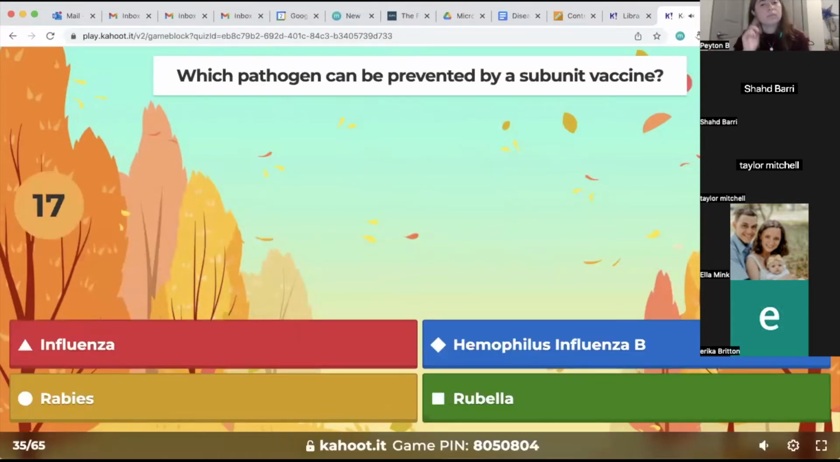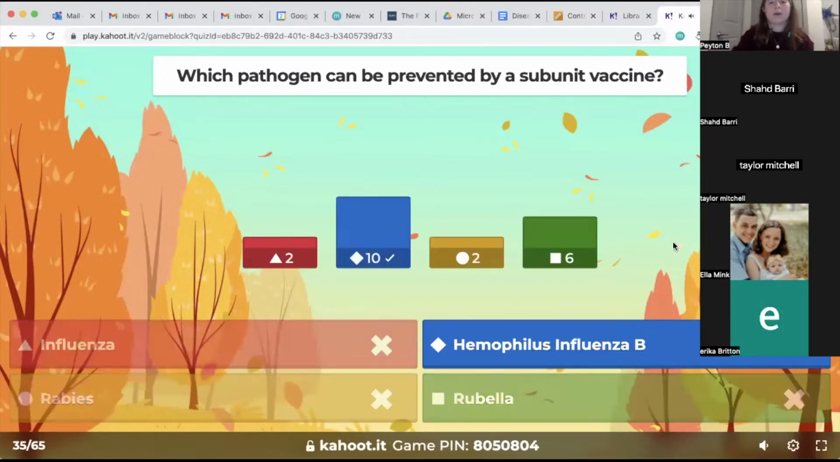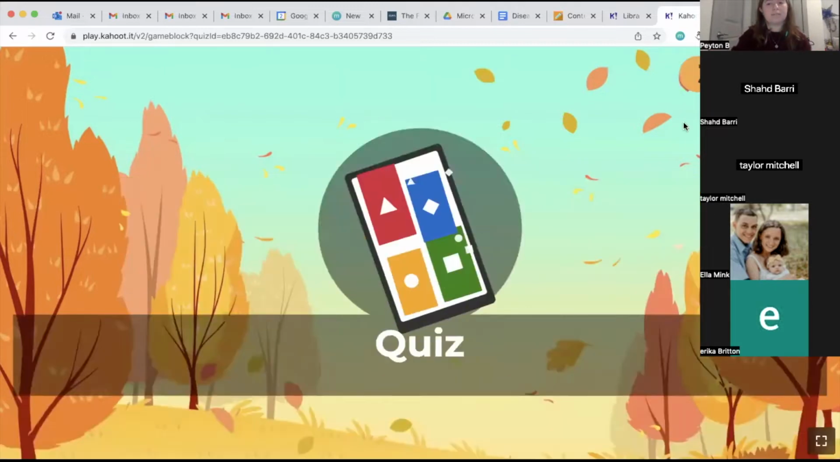All right, which pathogen can be prevented by a subunit vaccine? Haemophilus influenzae B, yes, very good job. Rubella is part of the MMR vaccine. So rubella is the R in MMR. MMR stands for measles, mumps, rubella. So rubella is prevented by the MMR vaccine, which is a live attenuated vaccine.